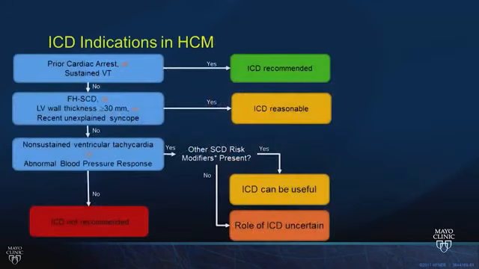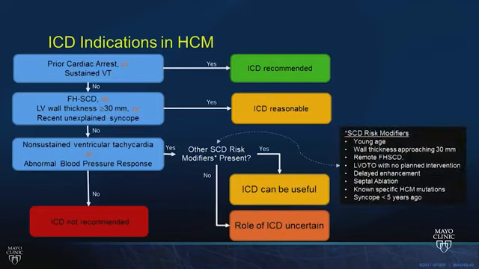So the way the guidelines read now are that if a patient has a clinical event, they have a class 1 indication for an ICD. If they have a family history of sudden cardiac death, massive hypertrophy, or recent scary syncope, that's a class 2A indication for an ICD. If they just have non-sustained VT, because 3 beats counts as having non-sustained VT, and that's a little weak to put in an ICD, that's kind of class 2B, unless they have these other risk modifiers present.